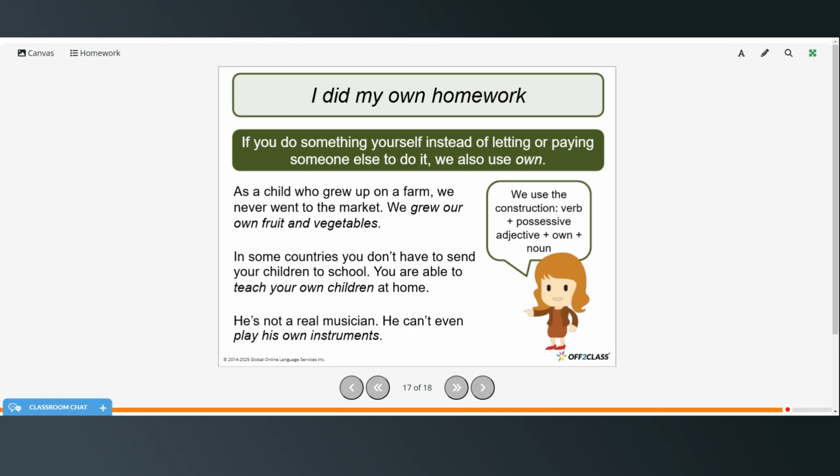And so this is the construction that you use: the verb plus the possessive adjective plus own plus a noun. So in these examples, grew is the verb, our is the possessive adjective, own, and then fruit and vegetables, the noun. Here we have the verb teach, the possessive adjective your, the word own, and then the noun children. And here the verb play, the possessive adjective his, the word own, and then the noun instruments.